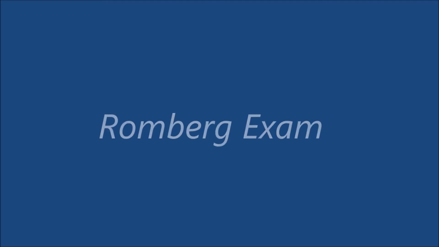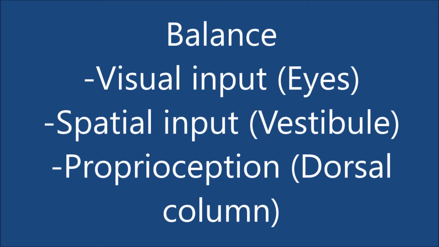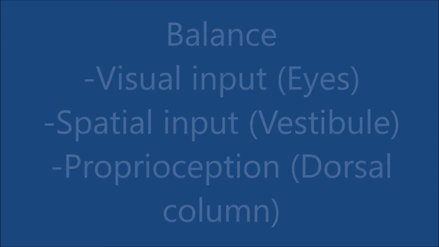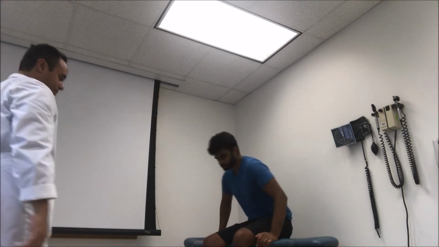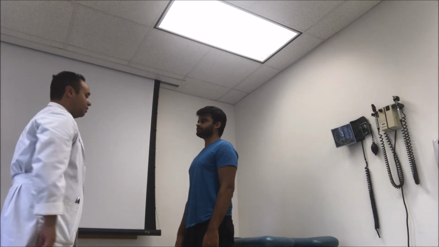Next up is the Romberg Exam, which is a great way to assess for the patient's proprioception. Now, the ability to maintain balance is actually done through three systems here. The visual input from our eyes is necessary, obviously, as well as spatial orientation from our vestibular system, and proprioception from our dorsal column.